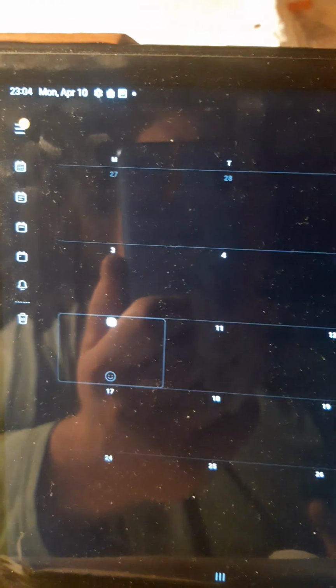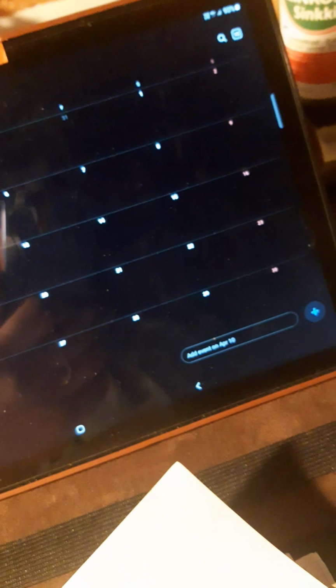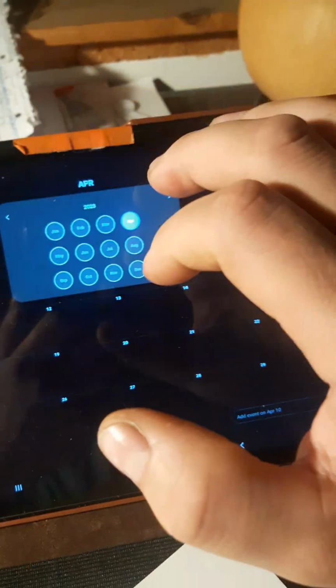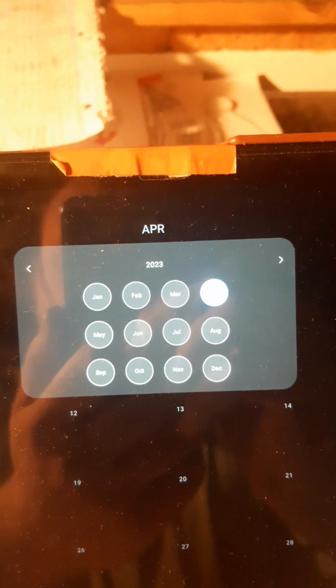This is the 10th of April, and there should be, as you can see, maybe a little clearer, 2023. So this is how you use it.